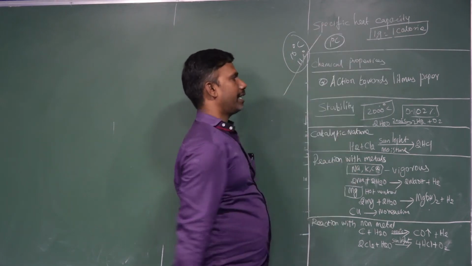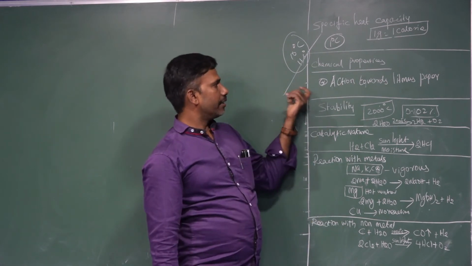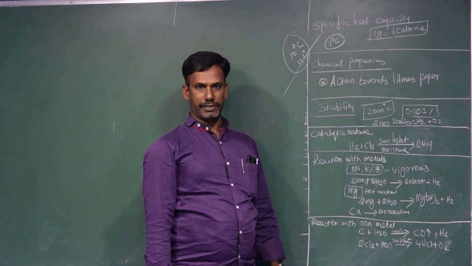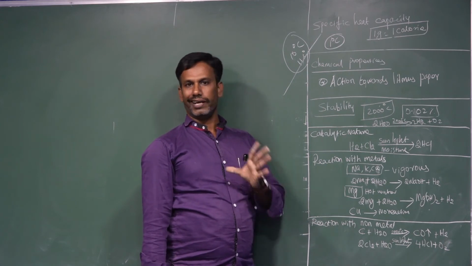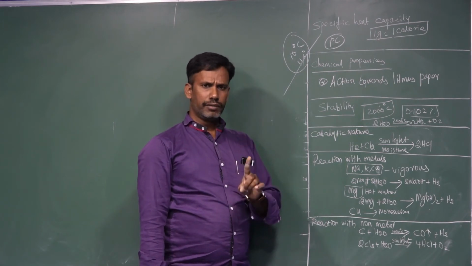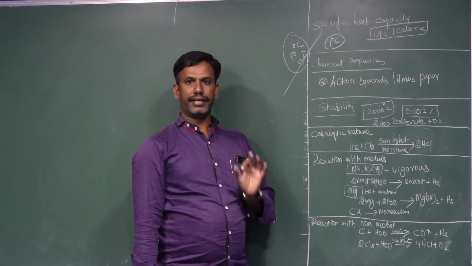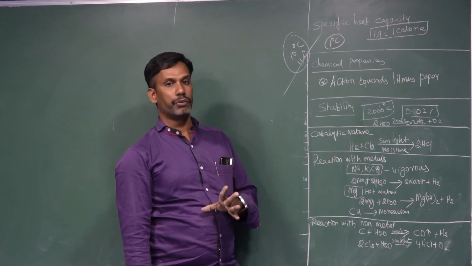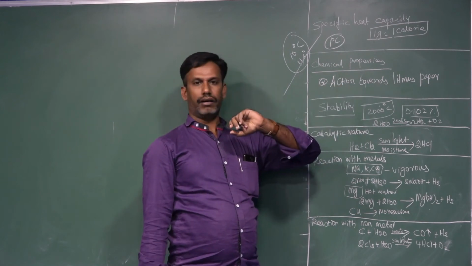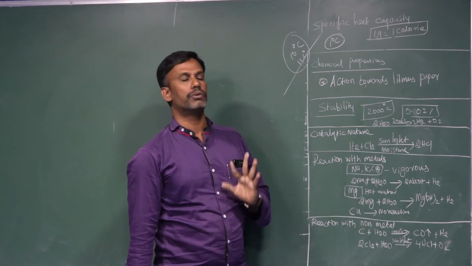Then let us move on to the chemical properties of water. First, action towards litmus paper. Water is neutral to litmus paper. When blue litmus converts to red, that is called acid. When red litmus converts to blue, that is called base. Sometimes there is no change in the litmus paper; that is called neutral. If you test litmus paper with water, it shows neutral. There is no change in the litmus color.